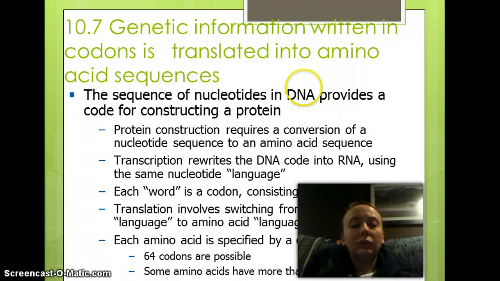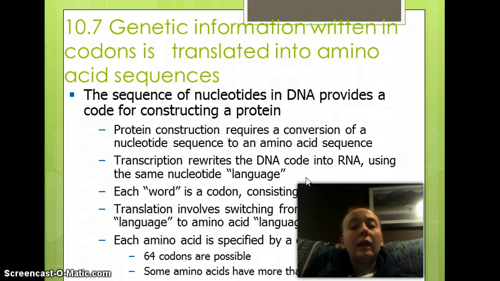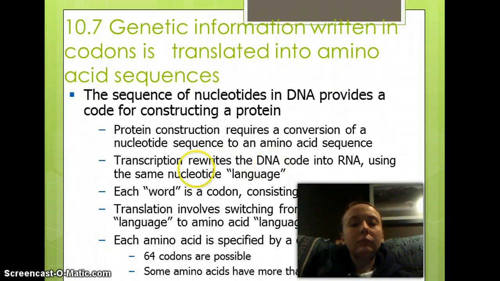So what happens is transcription is going to rewrite that DNA code into RNA. So it's the same nucleotide language. What it means is that DNA is unwound, and from that DNA an RNA can be made. So it's the same language. We're using nucleotides. So each word, each set of 3 letters, is considered a codon. Okay, so that codon has 3 nucleotides, like A, C, T.